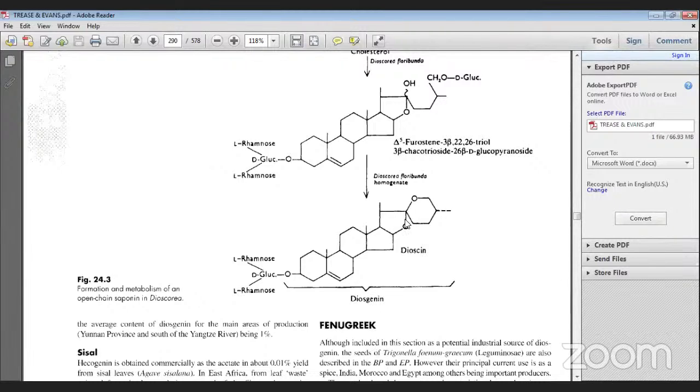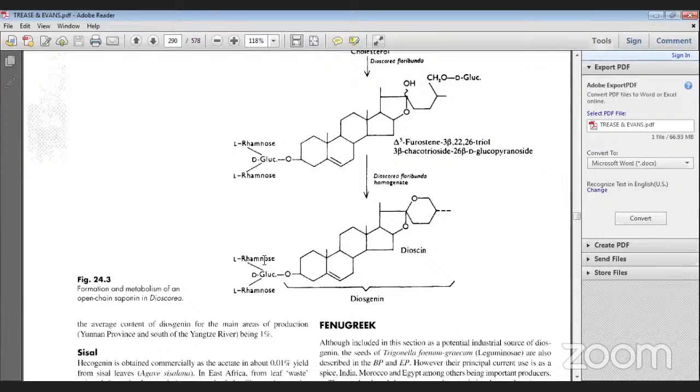This is the structure of dioscin, the main glycoside of Dioscorea. You can see this is the diosgenin part, and at the C3 position, the sugar part is attached. Here, 2 molecules of rhamnose and 1 molecule of glucose are present.